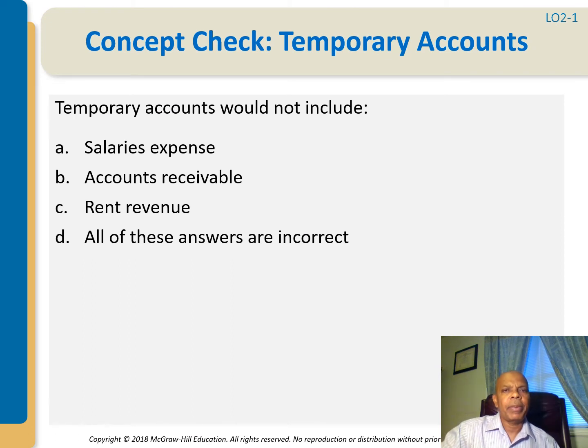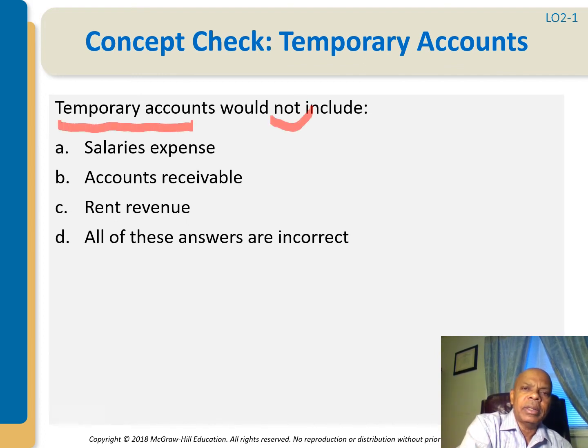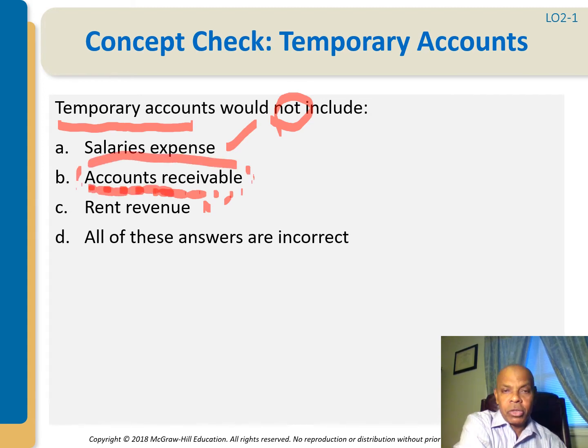Okay, let's take a look at this example here. It says temporary accounts would not include... you know what the temporary accounts are. Temporary accounts are those accounts we put in an income statement. Now, is salary expense an income statement item? Yeah, right? That's a temporary account. Rent revenue is a temporary account. Okay, now this is the one. Accounts receivable is not a temporary account, as I said. It's a balance sheet account. It's carried forward to next year. Okay, the answer therefore is B. That is the right answer for that one.